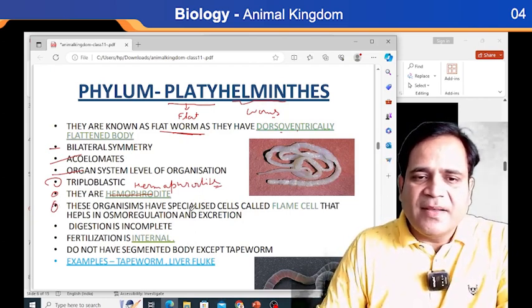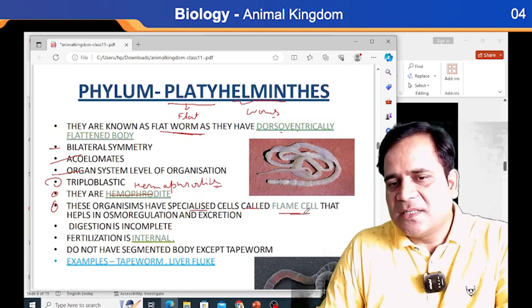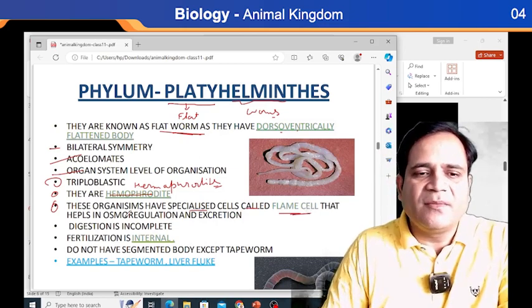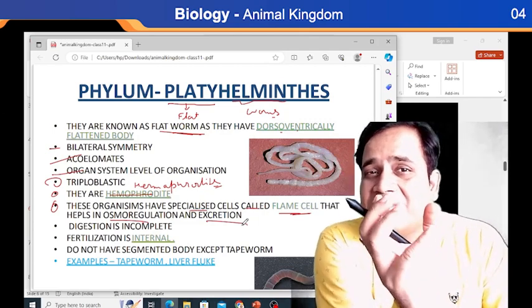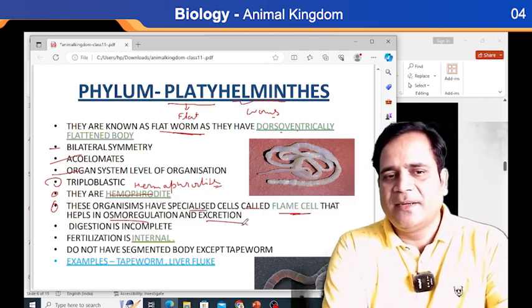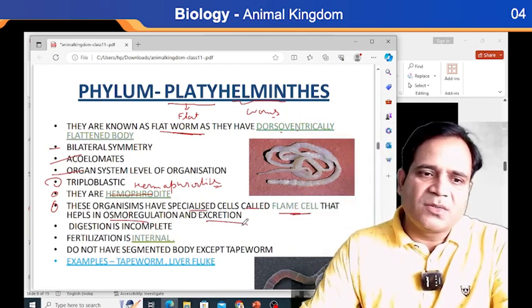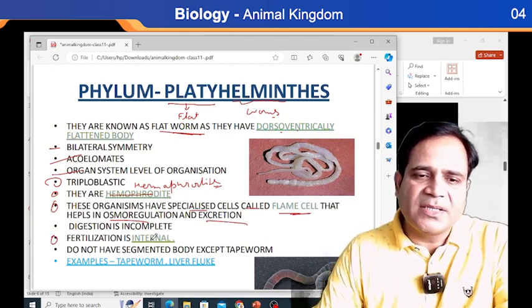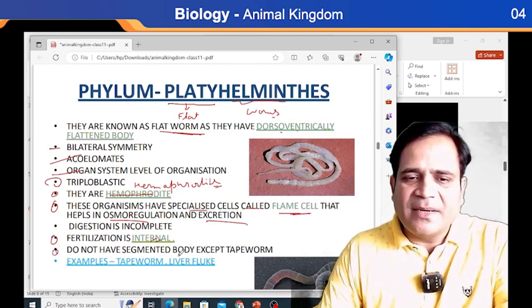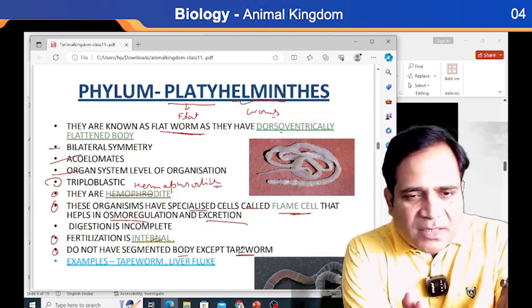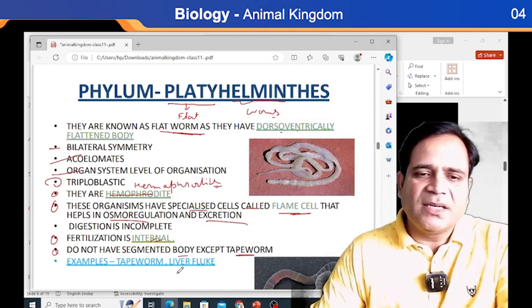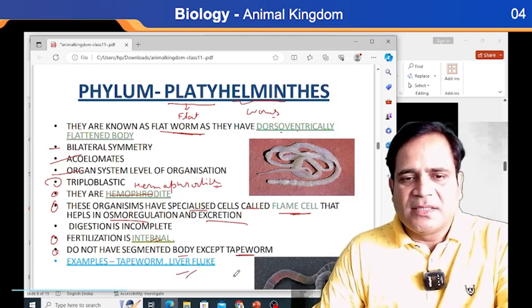They have organs with specialized cells, known as flame cells, and these help in osmoregulation. What is the meaning of osmoregulation? To maintain the body's water and salt balance according to the change in environment, known as osmoregulation. Fertilization here is internal. They do not have a segmented body except the tapeworm. Tapeworm has a segmented body, but the other example, liver fluke, is not segmented, my dear.